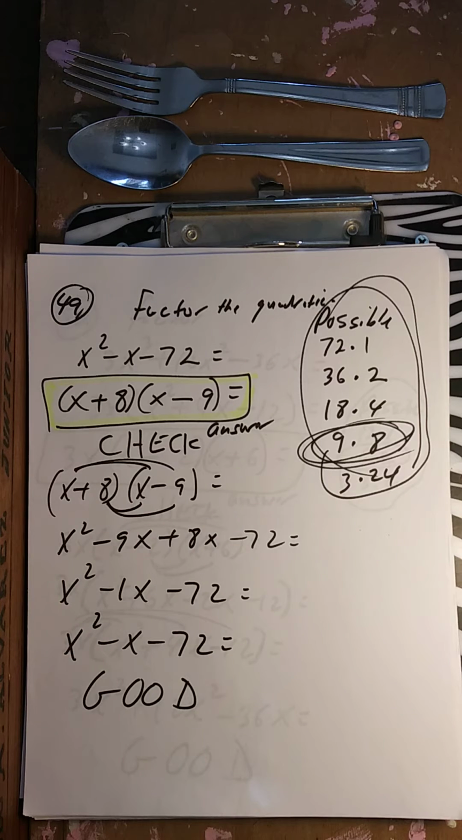Factor this one. Look at the last number, 72. 72 times 1, 36 and 2, 18 and 4, 9 and 8, 3 and 24. I say 9 and 8 because 9 take away 8 gives you 1. So I think that's what's going to happen.